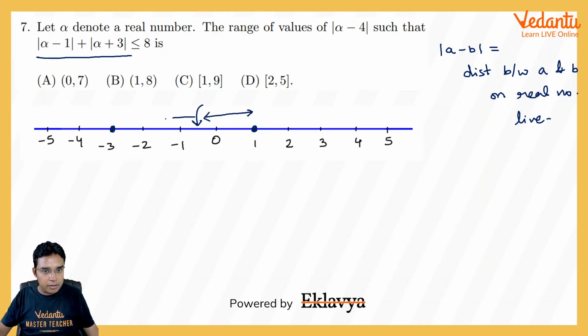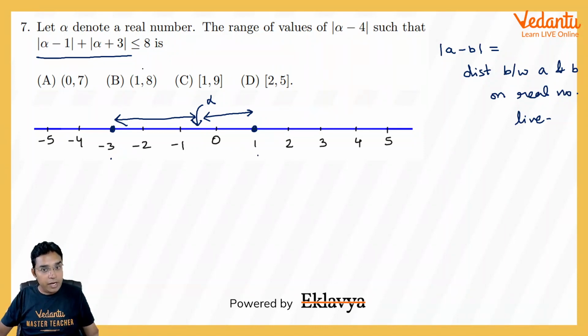If I take my alpha between these two, minus 3 to 1, because the distance between minus 3 and 1 is 4, so if my alpha is here, I think this sum has to be 4, which is definitely less than 8. That means all the alpha which are between minus 3 to 1 will satisfy it.